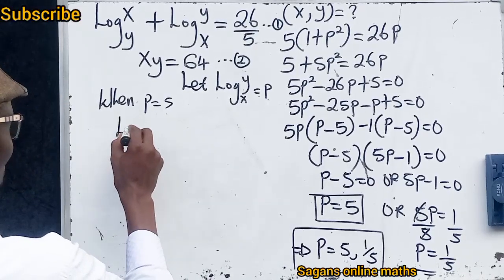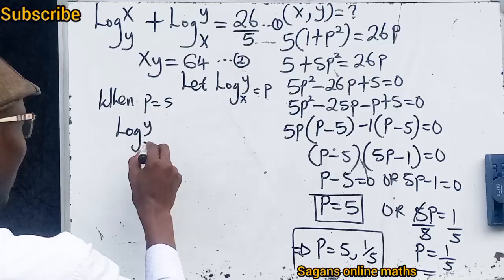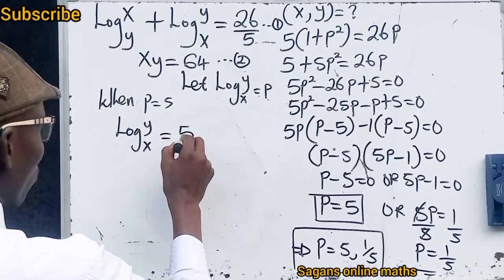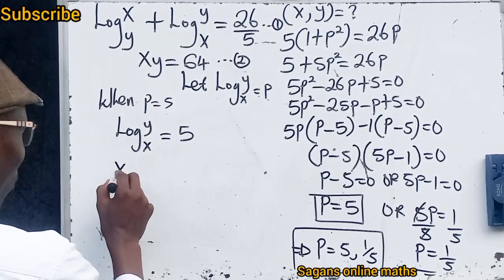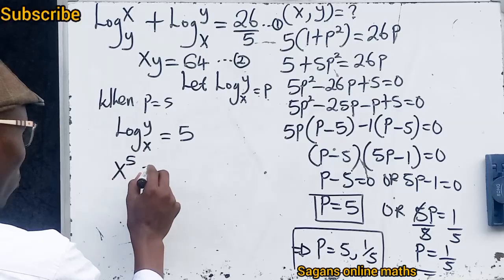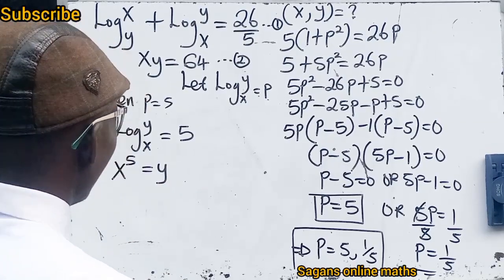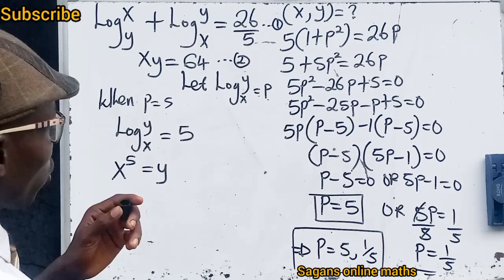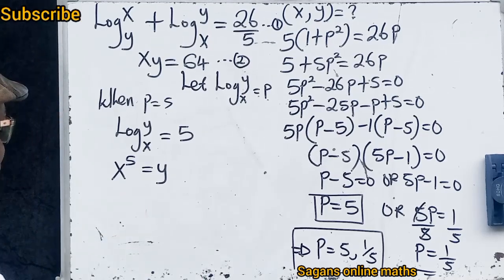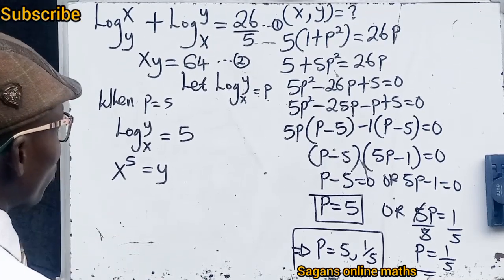And this is log y base x equals 5 when P is equal to 5. That means 5 to the power of 5 is equal to y. What are we going to do again? Now let's go back to equation 2. From equation 2, let's make y the subject of the formula.